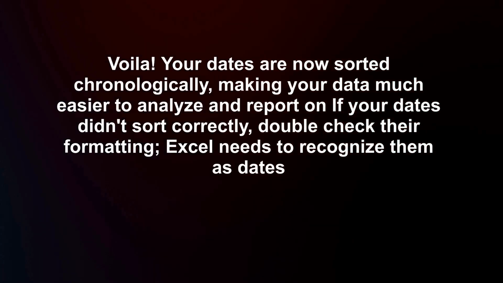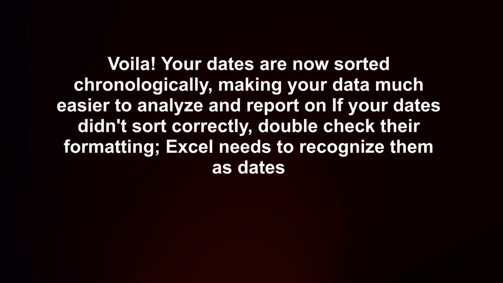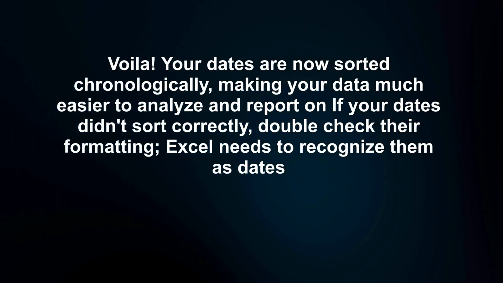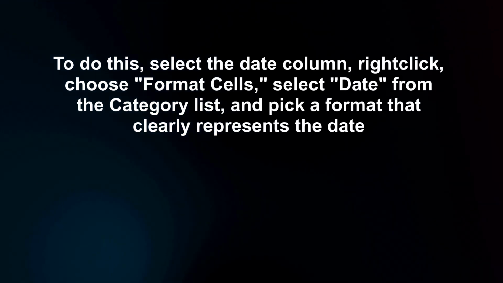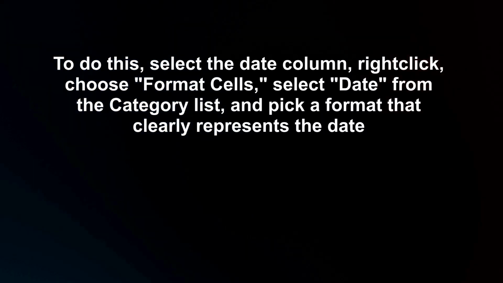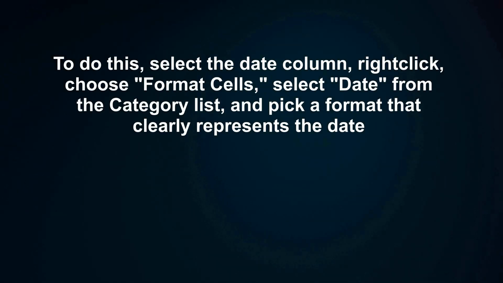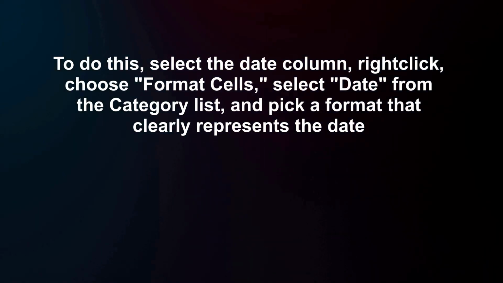If your dates didn't sort correctly, double-check their formatting. Excel needs to recognize them as dates. To do this, select the Date column, right-click, choose Format Cells, select Date from the category list, and pick a format that clearly represents the date.